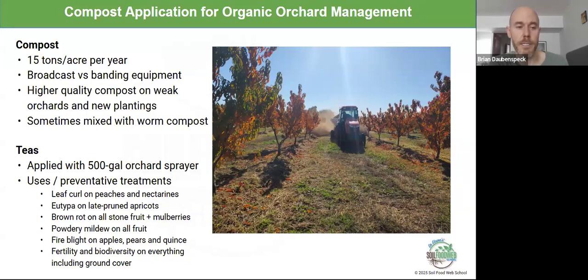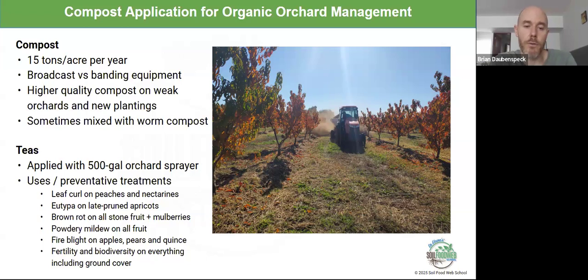So we did create some teas. I applied these teas using a 500-gallon orchard sprayer. And what I would do regularly, especially in the spring when you're treating for fungal pathogens preventatively, such as here, I've listed leaf curl on the peaches and the nectarines. You can get eutypa on apricots if they're pruned late. Brown rot on all the stone fruit and the mulberries. Powdery mildew on all the fruit.